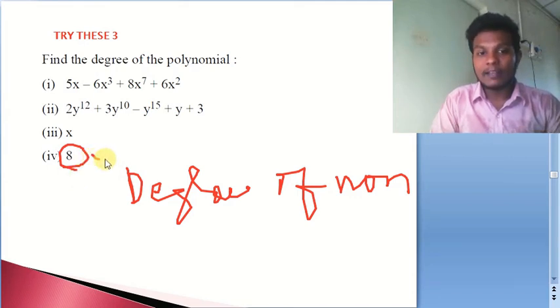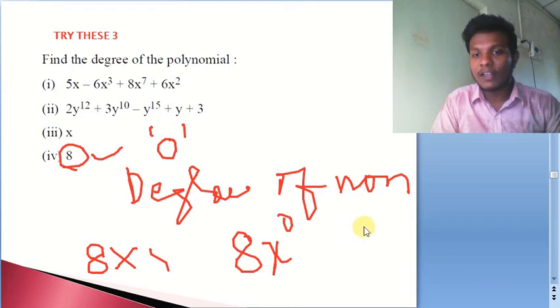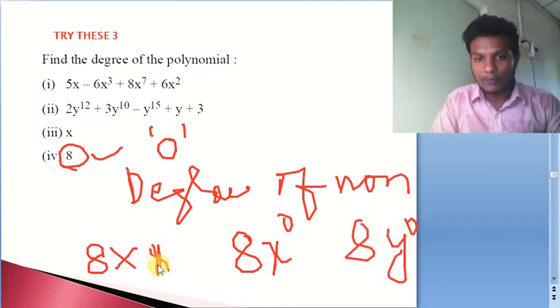In that case the degree is going to be 0. Why? See here, if 8 is there, 8 into 1 will be there. So 8, suppose if I say it is a polynomial involving a variable x, can I say x power 0? If it is involving y, it will be y power 0 as also 1. So in one place I can write x power 0, y power 0, z power 0, anything I can write.